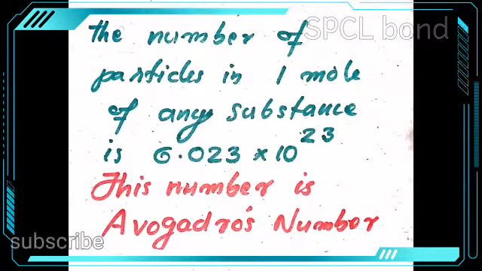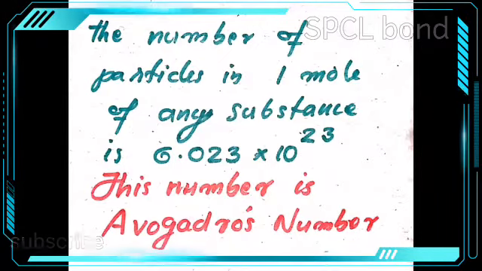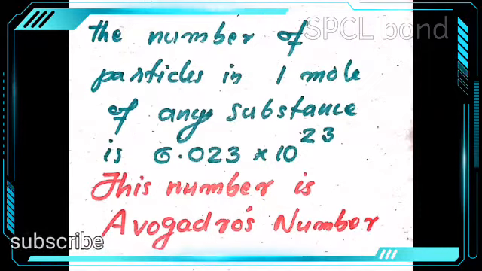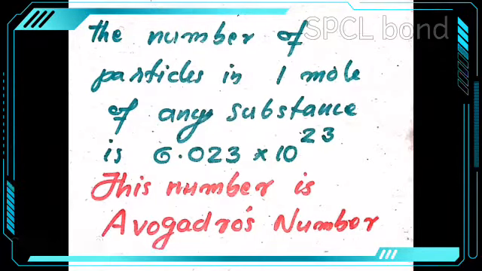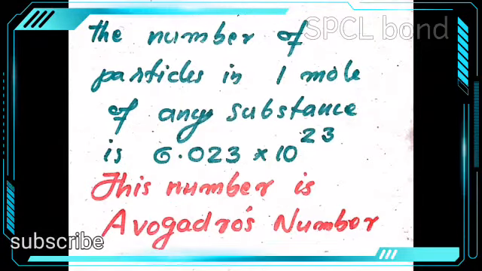Now, what is Avogadro number? Avogadro number is the number of particles present in 1 mole of any substance. What is its value? 6.022 into 10 raised to 23. The term mole can be considered for all substances existing as discrete, separate particles. The particles may be atoms or molecules or ions or electrons as the case may be.